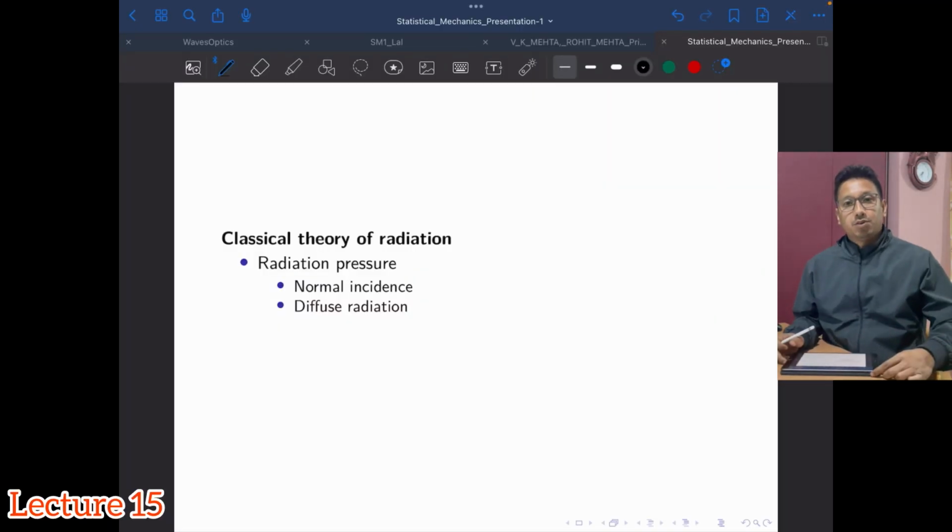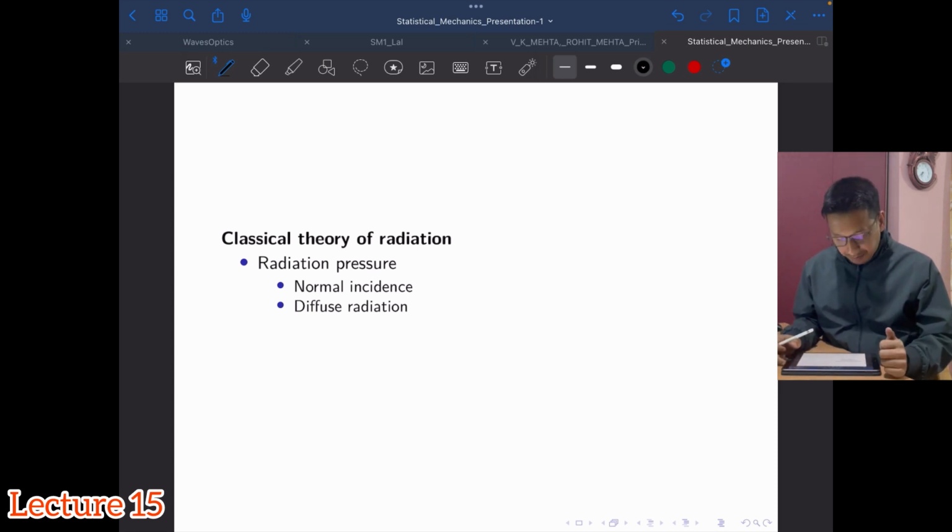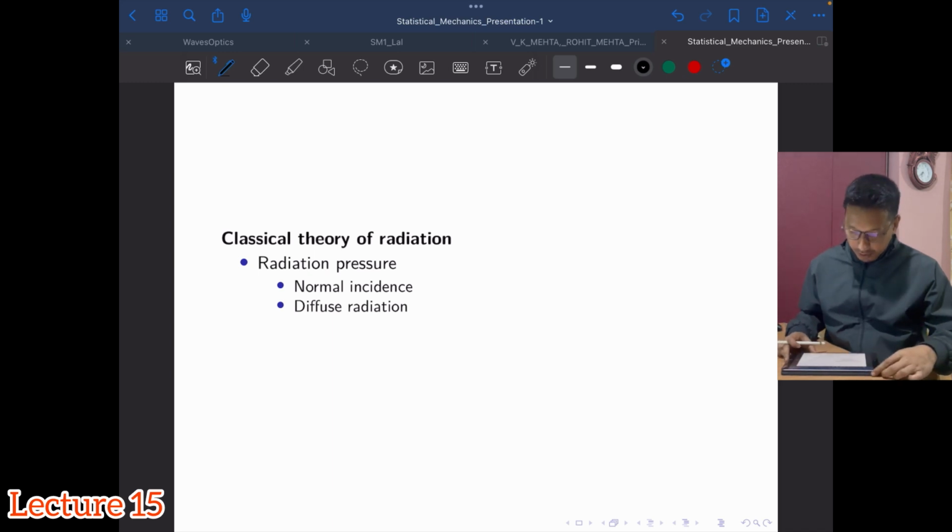Okay, so we shall continue our discussion on classical theory of radiation. So in this video we will talk about pressure due to radiation, mainly for two cases, which is one for normal incidence and for diffuse radiation.